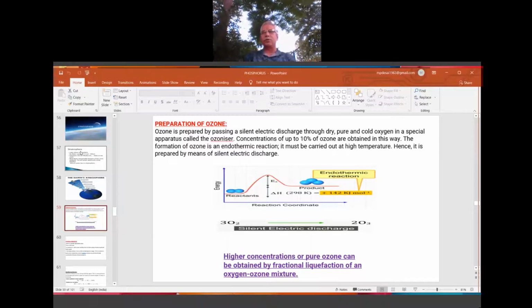So in this way, we prepare ozone from oxygen and we purify it. At the end, we get the ozone. So what will we do tomorrow? We will discuss the properties of ozone. Then we'll go to the other members of group 16. Okay, the time is already running out.